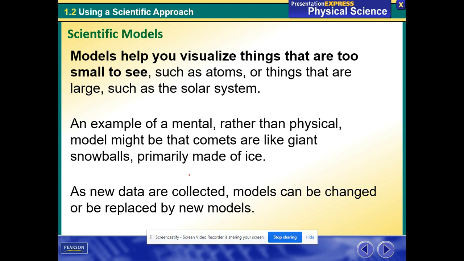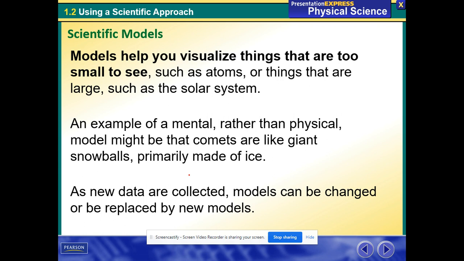Models do not have to be physical, though. They can actually be mental. So oftentimes in English, you hear the words simile and metaphor. They try to give you a description. Those are mental models. If I was going to describe a comet and I say that they're like giant snowballs, that's going to give you the image in your head that they're going to be really cold. They're probably going to be made up of ice and snow. And that's true. Comets are made up of ice.